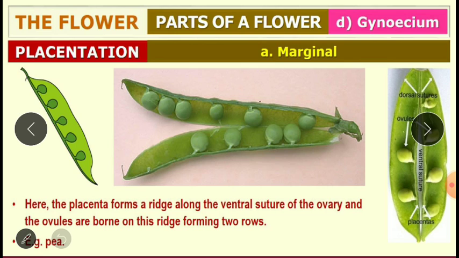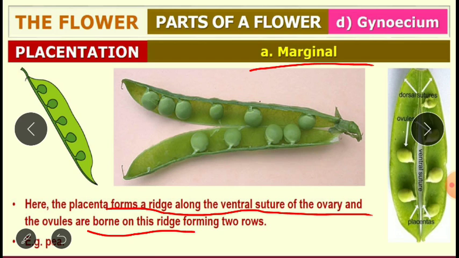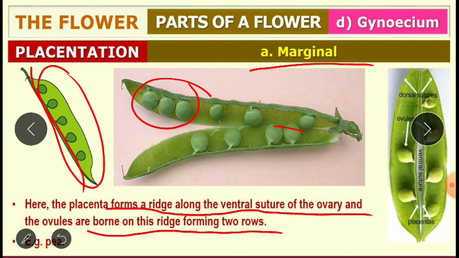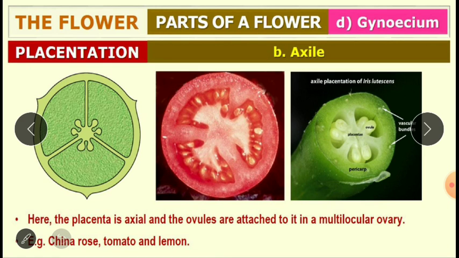The first is the marginal placentation. Here the placenta forms a ridge along the ventral suture of the ovary, and the ovules are borne on this ridge, forming two rows. You can observe in this diagram that the placenta is present at the margin and the ovules are attached on both sides. This type of placentation you can commonly see in pea plants. So this is the marginal placentation.